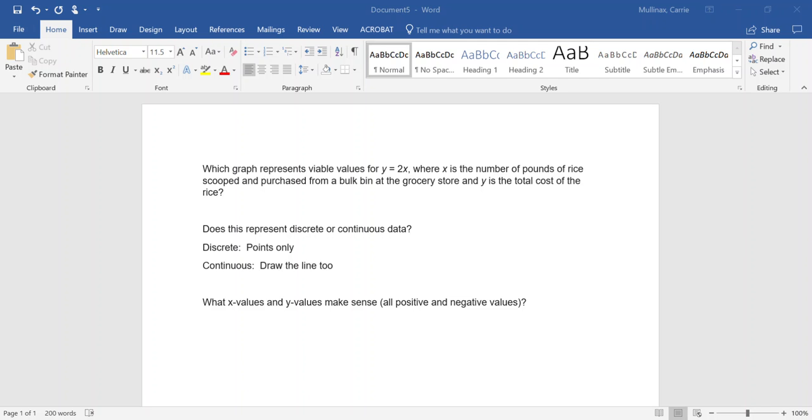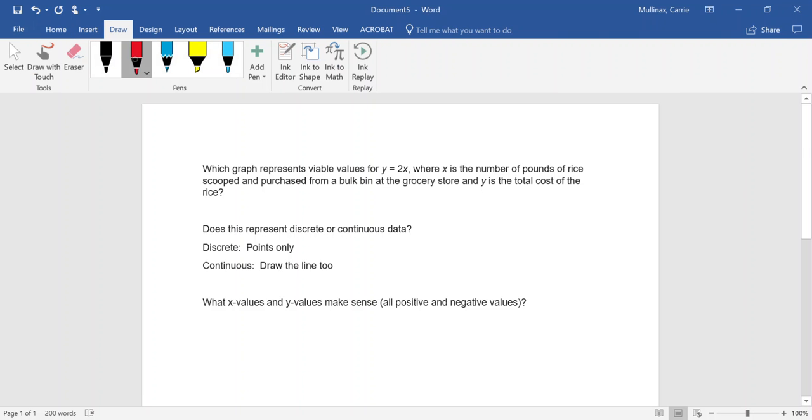So the first situation I want to talk about is a graph for just y equals 2x, where x is the number of pounds of rice scooped and purchased from a bulk bin at the grocery store, and y is the total cost of the rice. So you want to think about what x could be and what y could be.